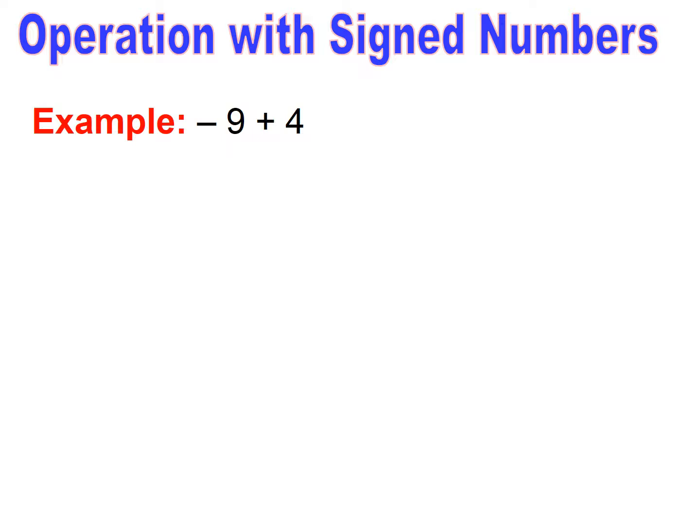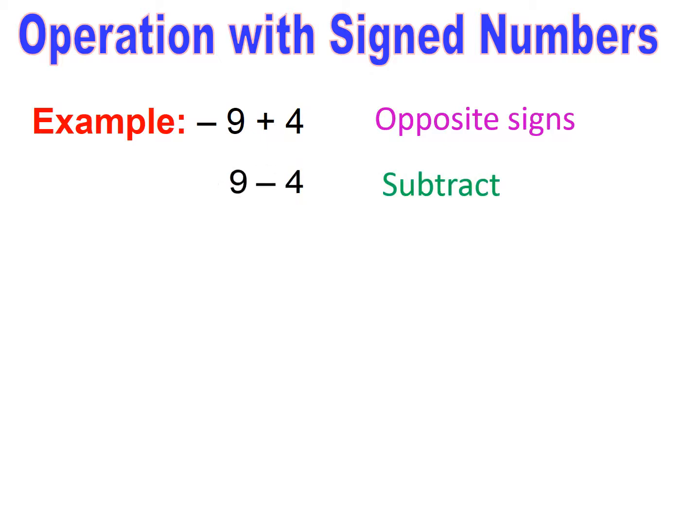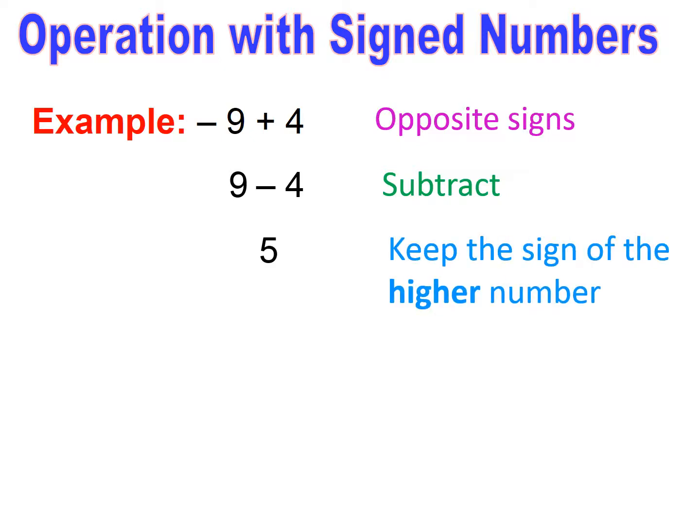So in this case, I see a negative 9 plus 4. I see that they're different signs. When they're different signs, I know I have to subtract. And again, I need to subtract the smaller number from the larger number. So in this case, I'm going to end up subtracting 4 from 9. So I end up getting 5. At this point, you need to make a decision. Is that 5 positive or negative? It's based on the higher number. And because 9 has a negative sign with it, I end up with a negative 5 as my solution.